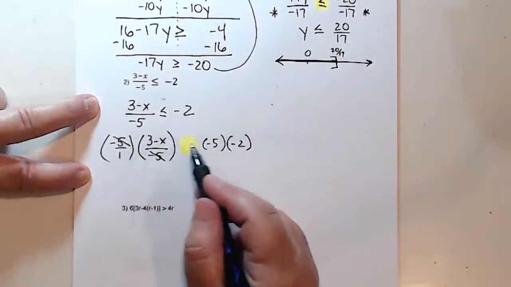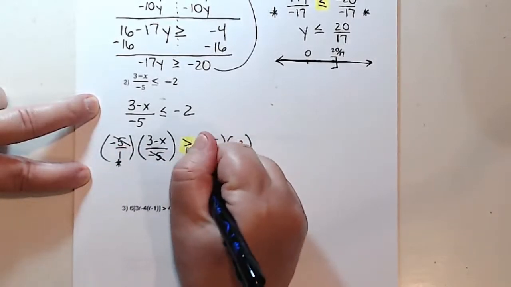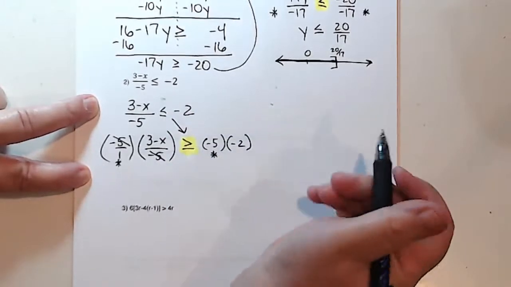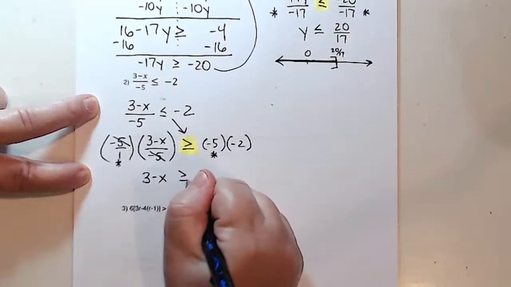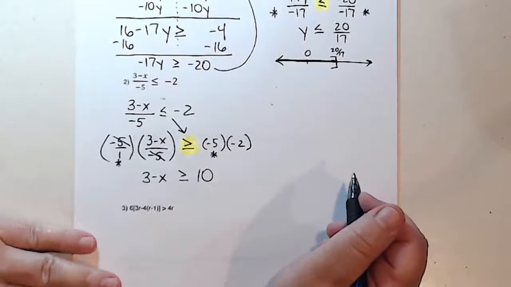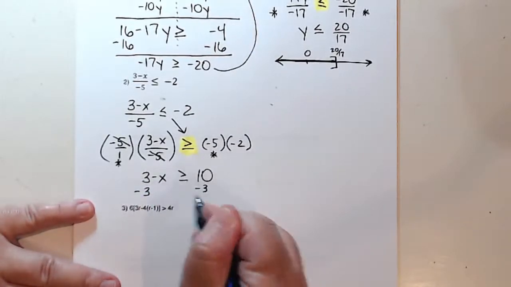Now, when I multiplied by -5, what happens to the inequality? You got it. It has to flip around. So the inequality will change. Over on the left, I've got 3 minus x is greater than or equal to 10. This is very exciting. It's very large. It's bigger than 10. Okay, I'm going to subtract 3 from both sides.